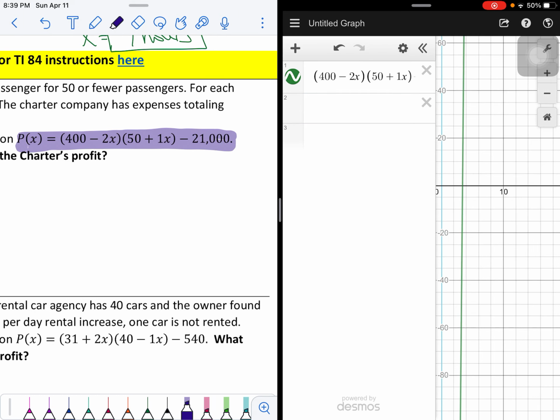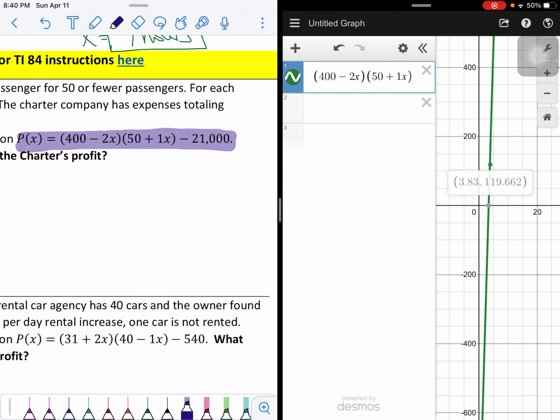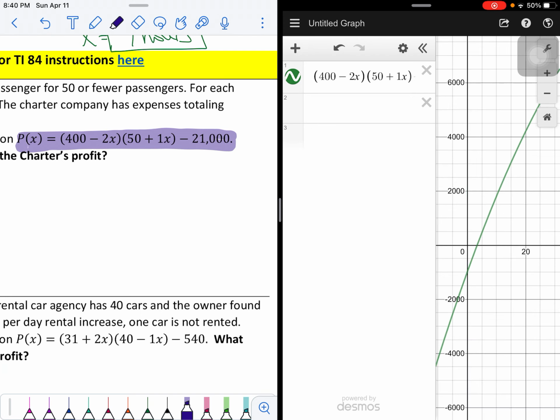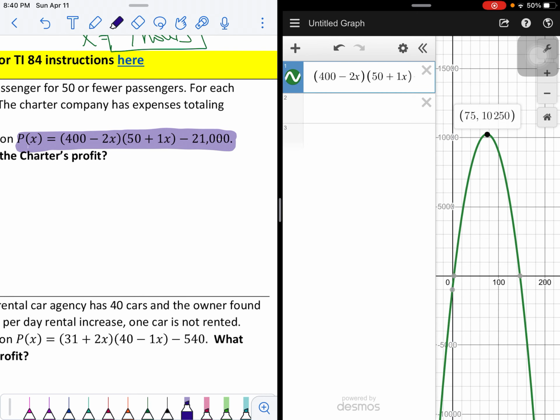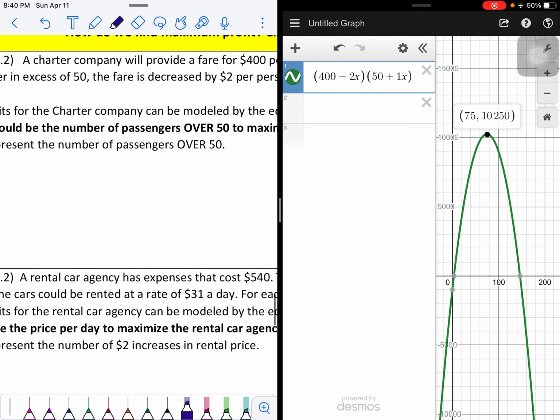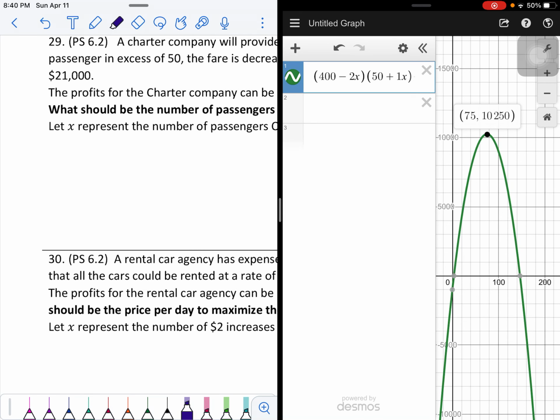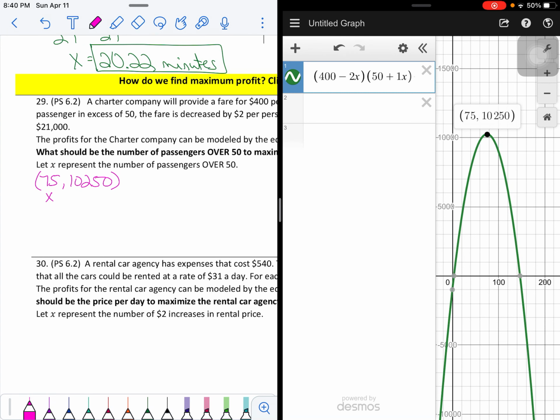21,000. Okay, so now I want to take this graph and basically keep manipulating it until I can find, there we go, the top of it. All right, so my maximum point, because I'm trying to maximize the profits here. So my maximum point is 75, 10,250. So this is X, which is the number of passengers over 50. So how many passengers over 50? You should have 75 people.